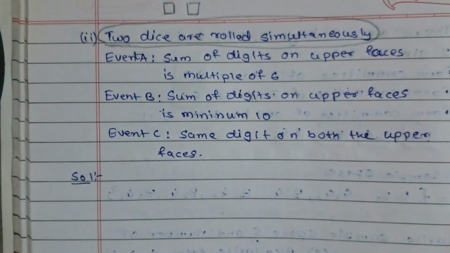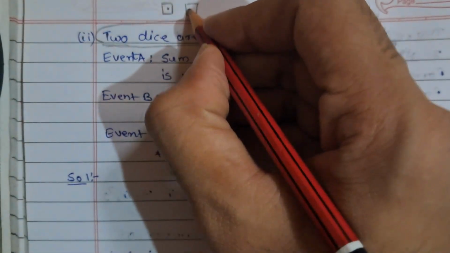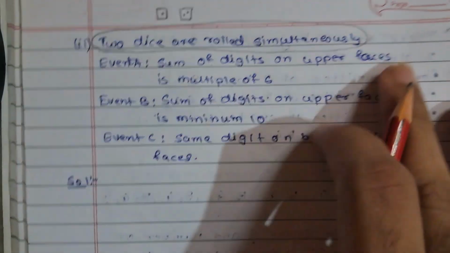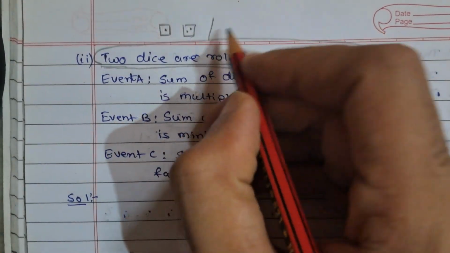So what might have happened over here? The first one would have shown me 1 and the second one would have shown me something else, 2, right? Such a possibility is there, right? And there are n number of possibilities, or else it would have been something like this.